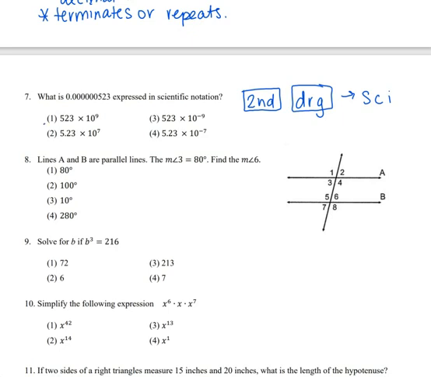Now this is a really tiny decimal. It can't be choice 1 and 2 because the exponent is positive. So now I'm between 3 and 4, but it can't really be 3 because my first coefficient, that number, can't be a number greater than 9. So by process of elimination, it is choice 4, but I could hit second DRG scientific notation, or I could always count 1, 2, 3, 4, 5, 6, 7. I did 7 jumps to make it 5.23. That's why I have a negative 7 here.